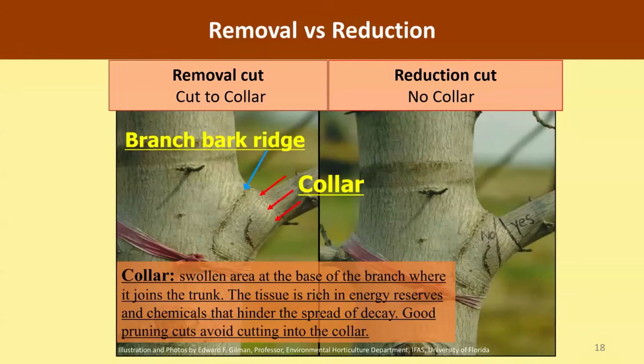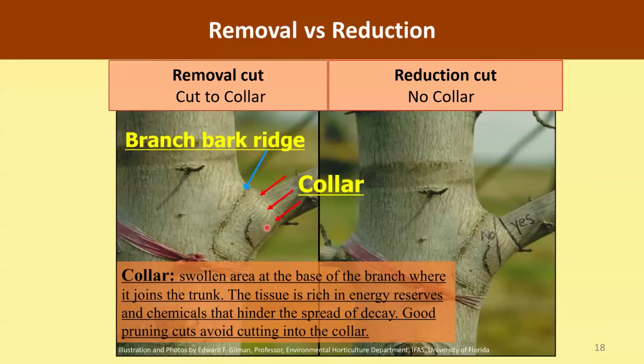The photo on the left shows a branch and a trunk where they come together. It's pretty obvious where there is a branch bark ridge. That is the bark of the trunk pushing against the bark of the branch as they grow. Find the branch bark ridge, move toward the stem, and in this photo, you can see a slightly swollen area, and that's where collar is.